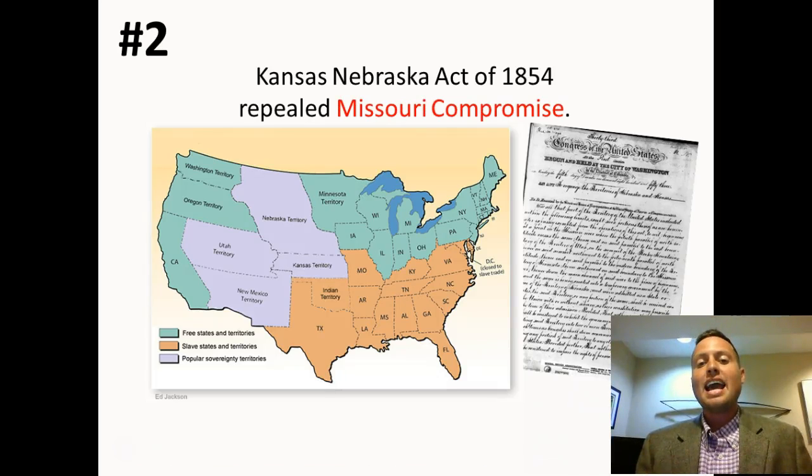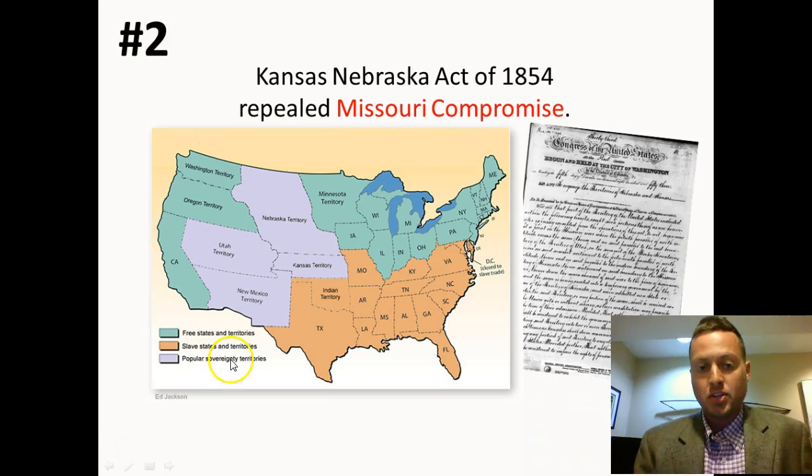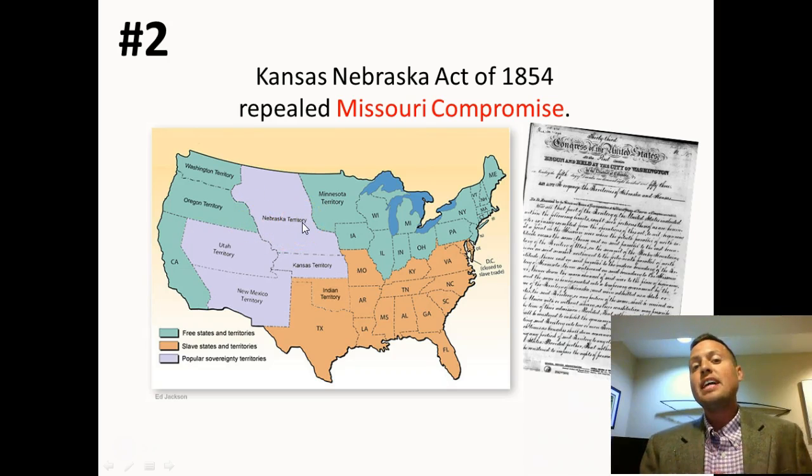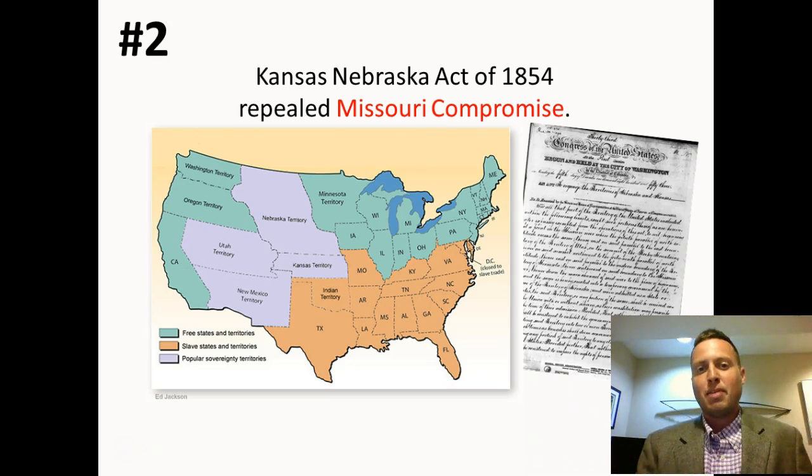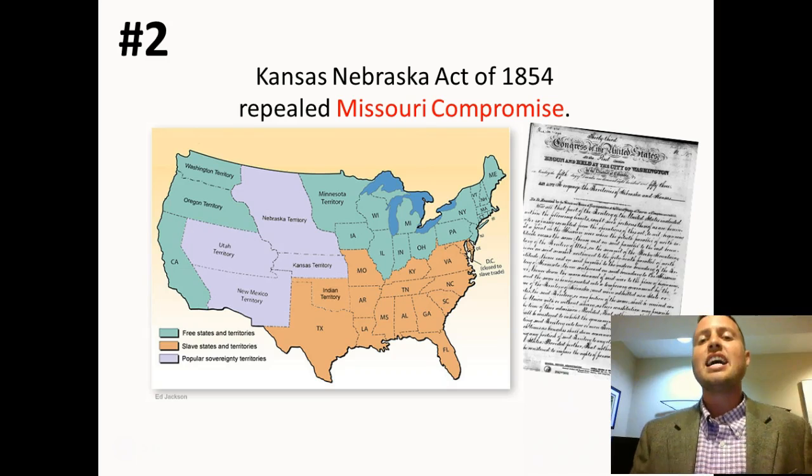Next one, Kansas-Nebraska Act. The Kansas-Nebraska Act of 1854 repealed the Missouri Compromise. Okay, so check this out. Look here with me. Right here is where the line was for the Missouri Compromise. Anything above it has to be free. Now, they create these new territories. This one right here, Kansas Territory, and this one right here, Nebraska Territory. And what they said was those territories, they're not going to be automatically free, which is what the Missouri Compromise would say. Instead, they're going to decide for themselves.